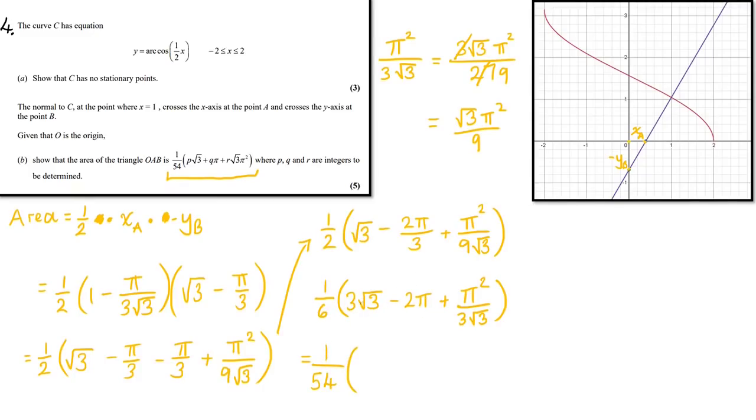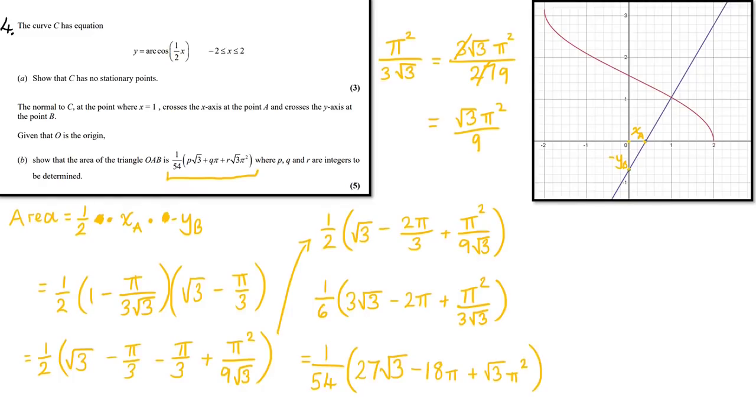These first two terms by 9. So 3 times by 9 gives me 27, so I get 27 root 3. Minus 2 pi times 9, well, that gives me minus 18 pi. And then finally here, this pi squared over 3 root 3, that's the same as root 3 pi squared over 9. So in that case then, once we factor the 1 over 9 out, I just get left with plus root 3 pi squared. Okay, and that's perfect. That's exactly what we needed here.